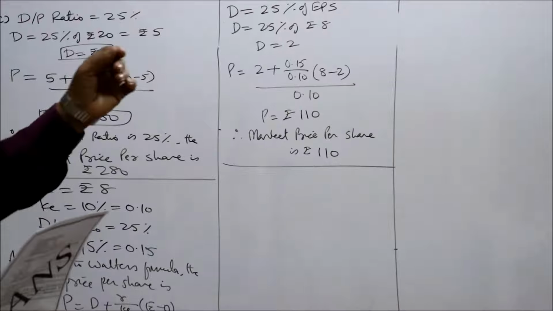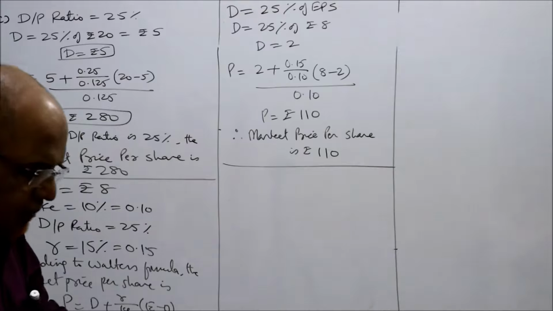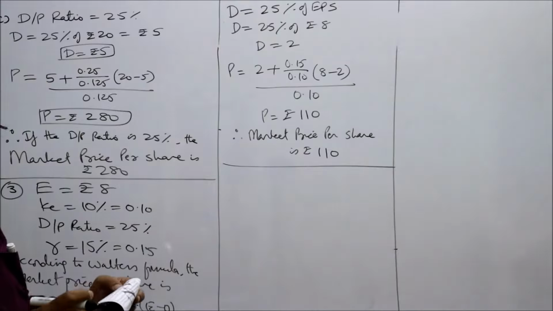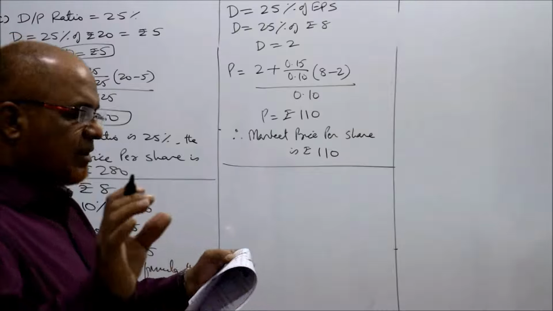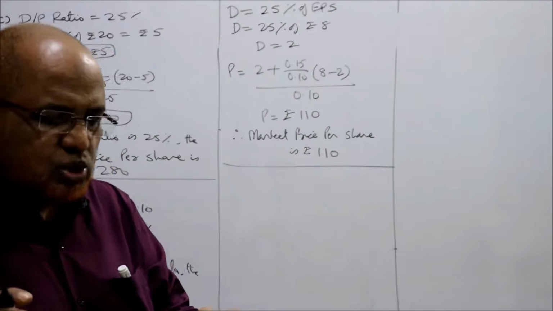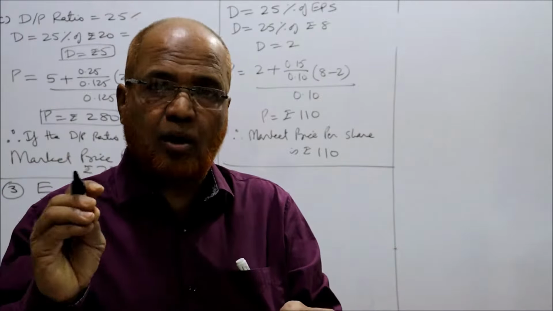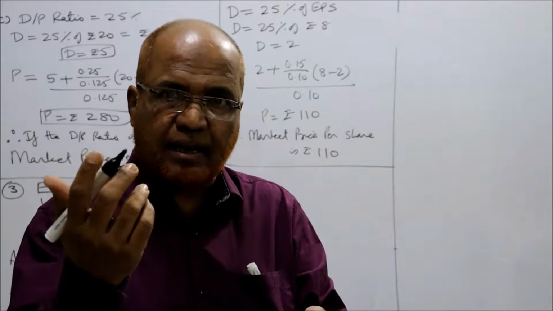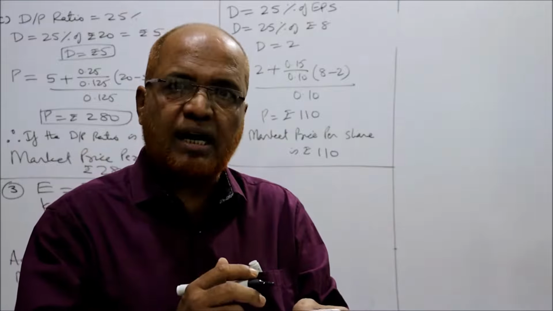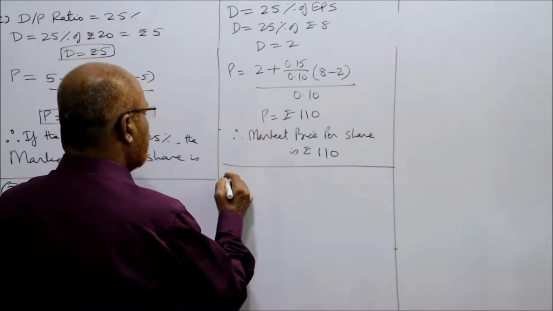Now see problem number 4. From the following information supplied to you, determine the theoretical value of equity share of a company as per Walter's model. So we have to calculate MPS, market price per share, according to Walter. Earnings are 5 lakh rupees. Dividend paid is 3 lakh rupees. Number of shares outstanding is 1 lakh. So 5 lakh rupees is total earning, and out of 5 lakh, dividend paid is 3 lakh, and number of shares outstanding are 1 lakh. By using this we can calculate EPS. This is problem number 4.